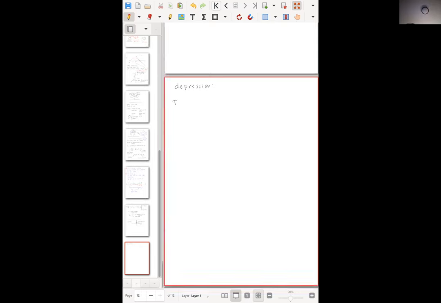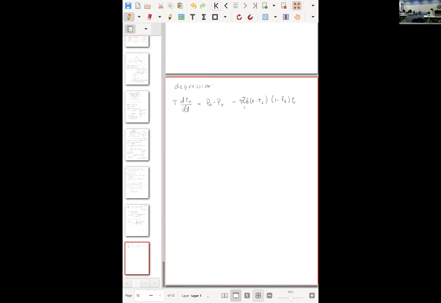So we have tau d dpr/dt equals p naught minus pr, minus tau delta, sum on j, delta of t minus tj. So you get a kick every time there's a spike from the delta function. And then we have 1 minus fd, and squiggle j. Again, this is our 0, 1 variable.